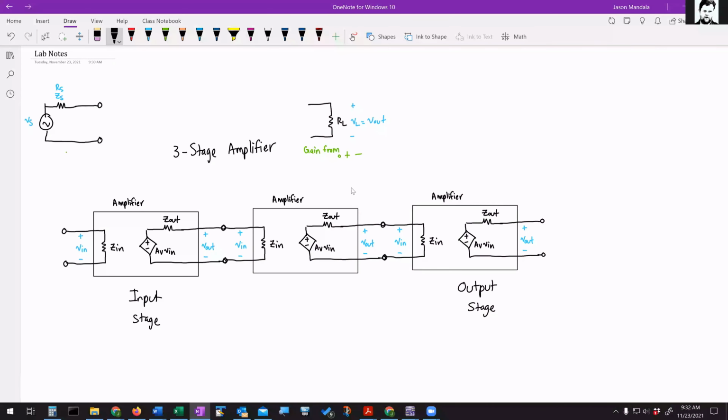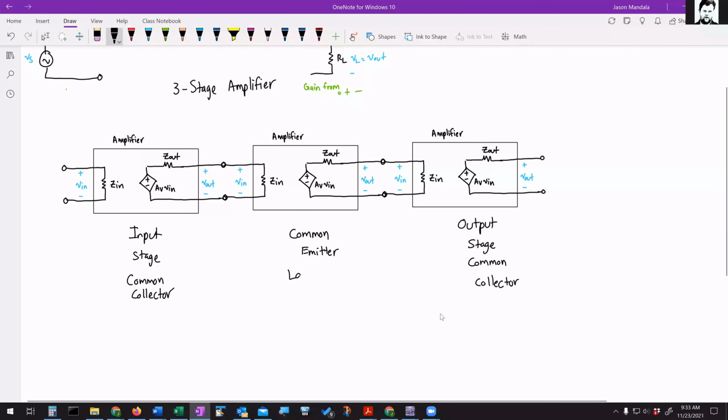And then in the middle, is where you typically want to get a lot of voltage gain. So anyway, the input stage would often be something like a common collector. The output stage would be a common collector. And then in the middle, you'd use a common emitter. The common emitter would have a large voltage gain, but would have kind of medium to maybe even poor Z in and medium Z out, which is not ideal, for example, for driving a very low output impedance.